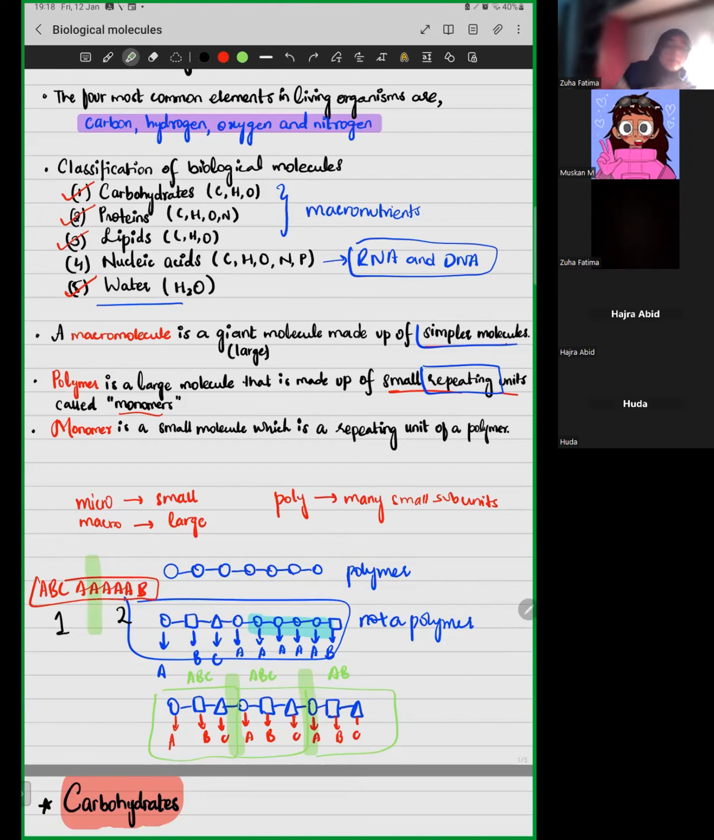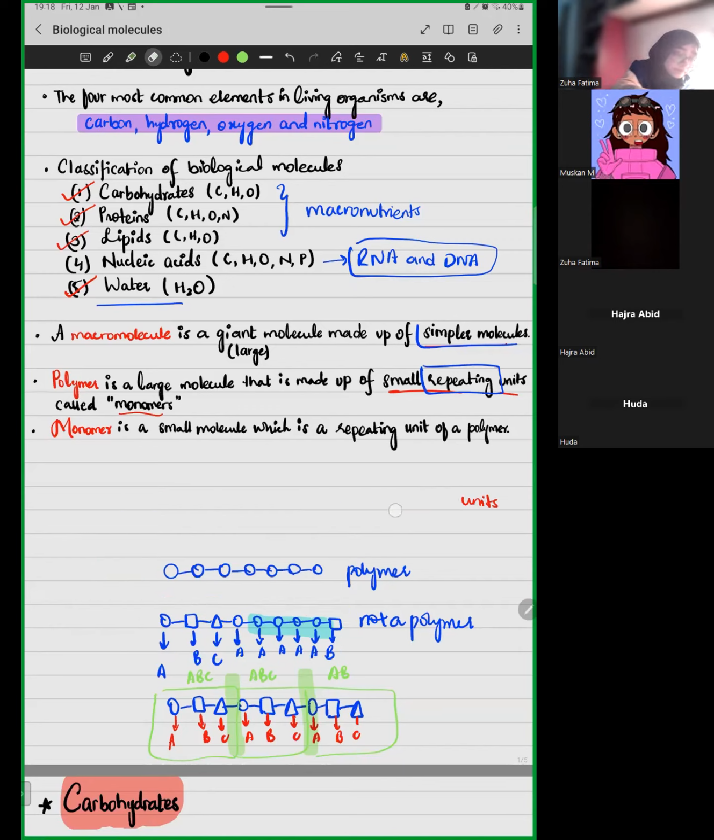Perfect. Now, there is a conclusion that we draw from all of this. And what is that conclusion? That all polymers are macromolecules. Why? Because all the polymers are made up of monomers. And what are monomers? Monomers are small repeating units joining together to form a large molecule. So a polymer is a large molecule, correct? So it would be identified as a macromolecule.